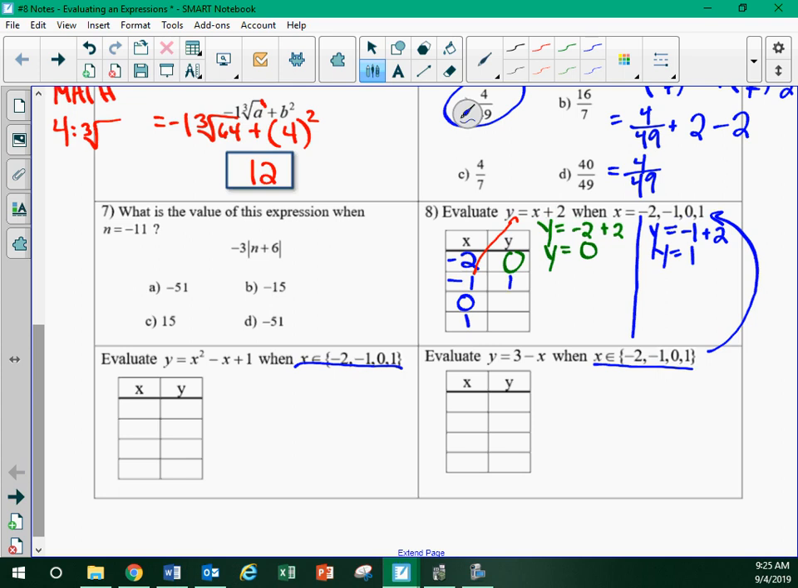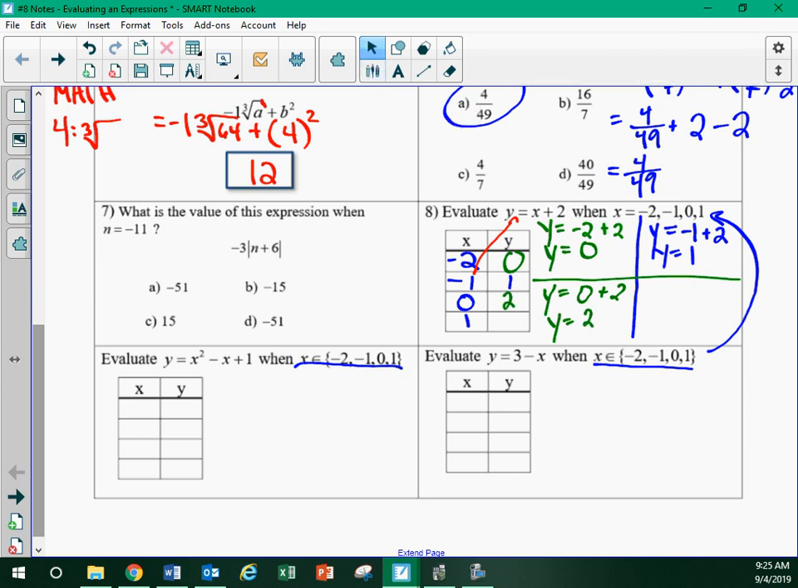All right, let's keep going. All right, so let's do 0. Y equals, instead of x, we put 0 plus 2. Y equals 2. And then our last one. Instead of x, I'm going to put 1 plus 2. 1 plus 2 is? 3.